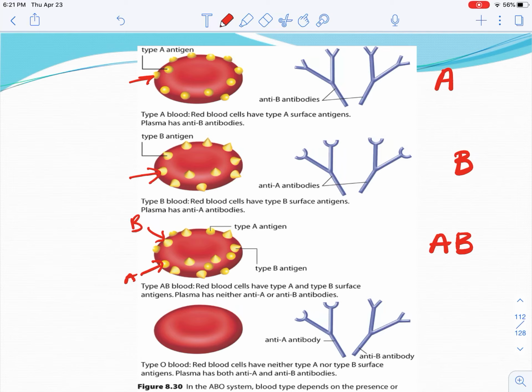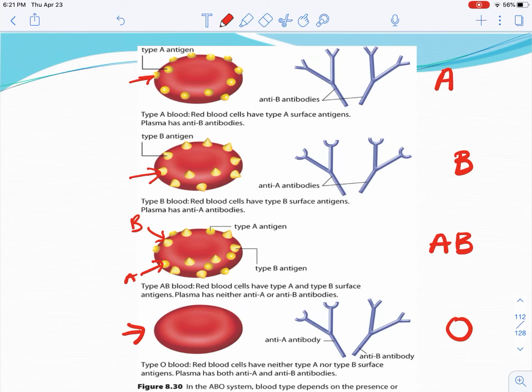So there were the rounder A ones and pointier B ones, and so type AB blood has both types of antigen markers. If you have type O blood, you don't have any antigen markers. Now, this has to do with how compatibility works.